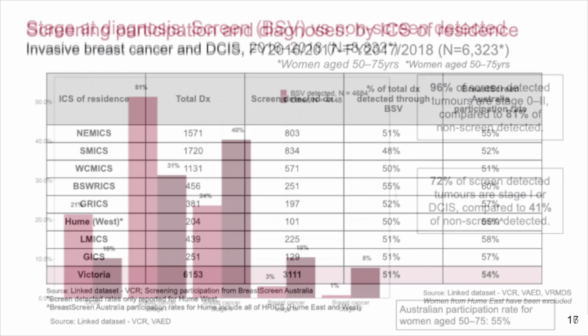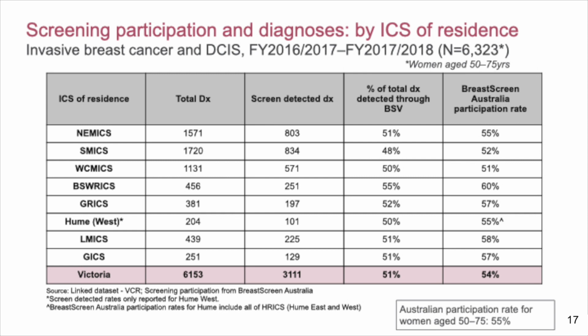So of the screen detected cancers, the majority of them are early stage, again, as we might have expected. So this is really comparing the ICS of residents of the people who've been diagnosed. And you can see that there is a variation, of course, in terms of the numbers of women diagnosed. So there are smaller numbers diagnosed where there are smaller populations. And again, those numbers are remarkably similar across the state.